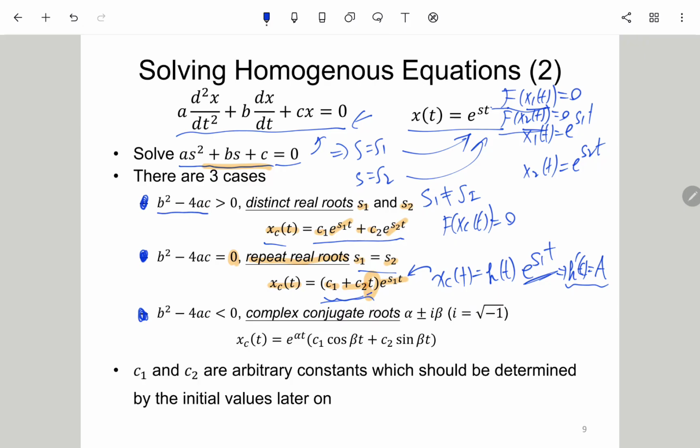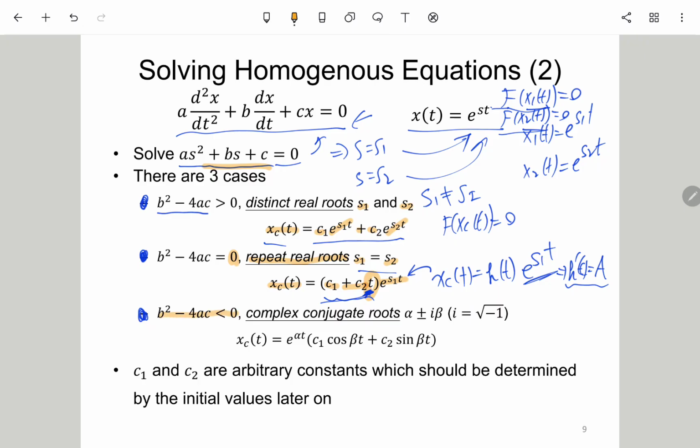So you need to slightly memorize this. It turns out that you multiply t to the original function as the second function. So this is a small trick there, although for this case, it does not happen so frequently. The main part we want to tell is the most complicated case, b squared minus 4ac less than 0.